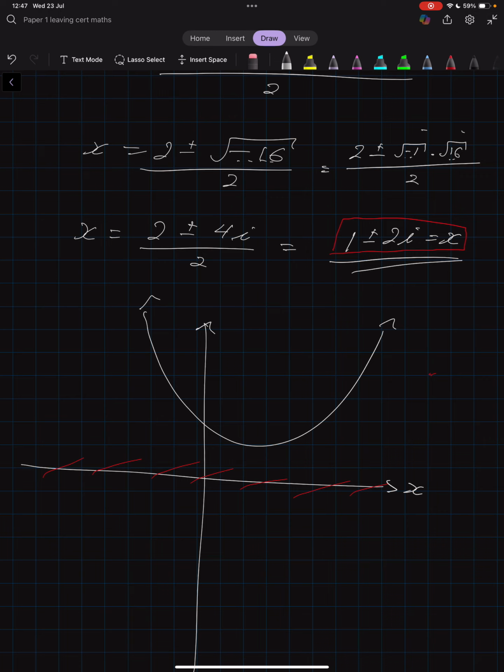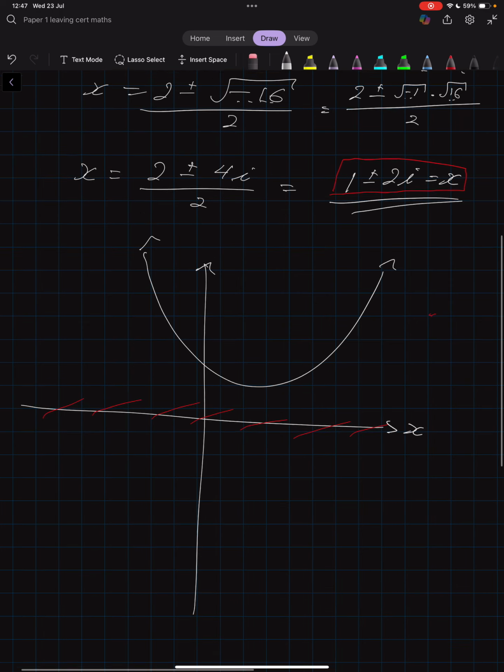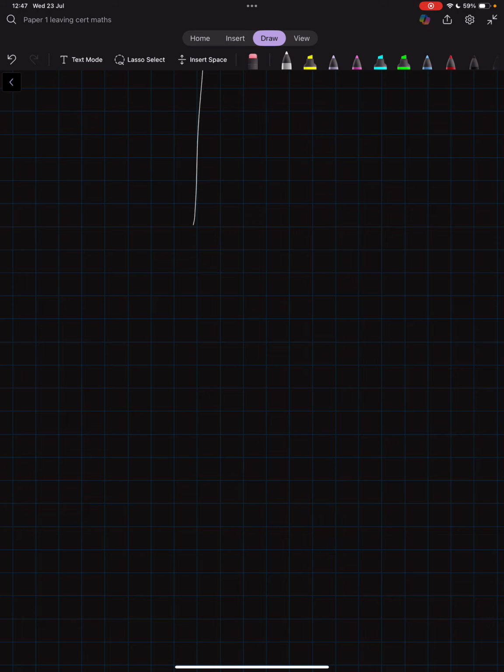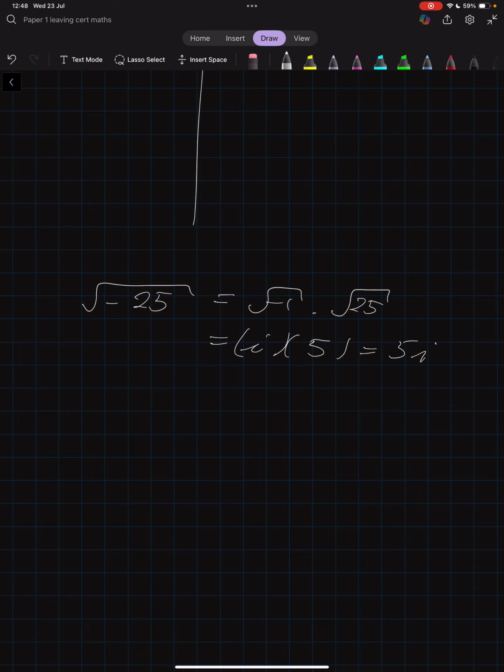So I'll just do a couple of examples on how to solve equations. Basically, they say, okay, solve the following equation. What is the square root of minus 25? In this case, you'd say it's the square root of minus 1 times the square root of 25. This is i times the square root of 25, which is 5. So it's just 5i. That's how you get the square roots of negative numbers. You basically just have an i in front of it.